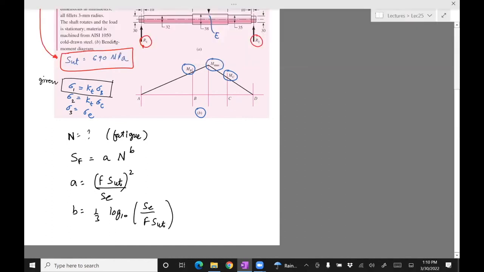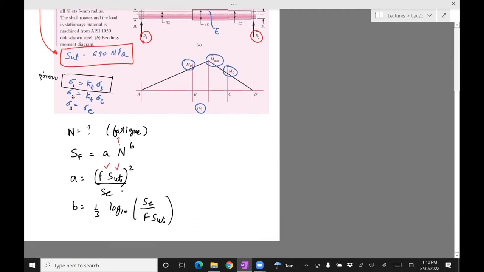Okay, so let's think of it backwards. We are asked to compute N. We need A and B. So A comes from f. f comes from a table. SUT is given. The endurance limit is also from a formula which is readily available. So all these things are known. So A is known and B is known.